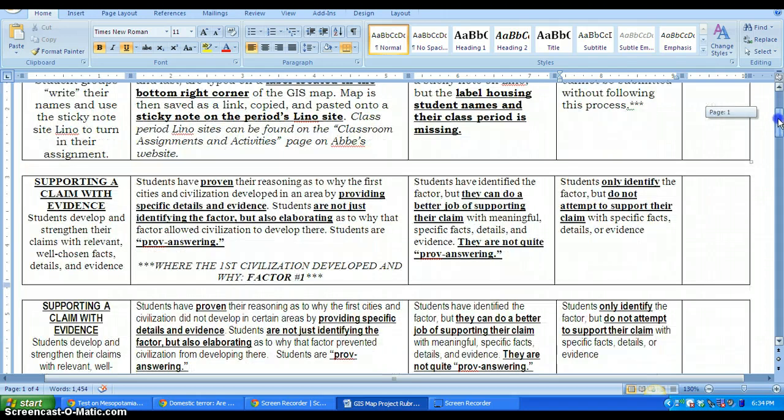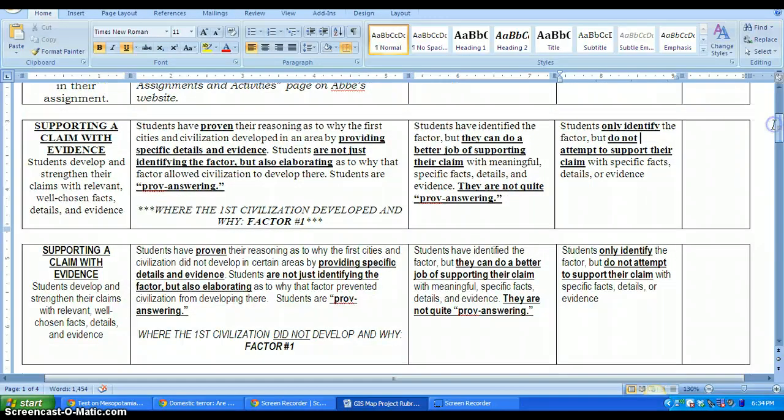You'll do the same thing to explain why civilization did not develop in different areas of the Middle East. So this is part two of your little project. You're just telling me why it did not develop in other places.